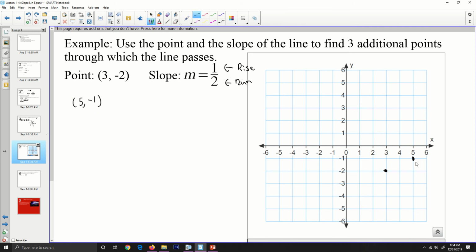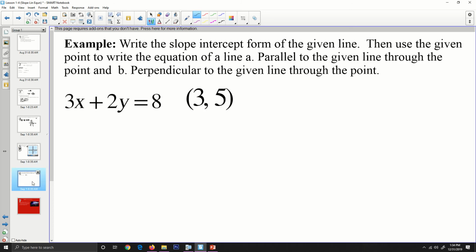And if I wanted to do another one, I could go up 1, right 1, 2. Well, that would put it at 7, so I would be at 7, 0. But I can also go backwards. So I can go back 1, 2, and down 1. That would be 1, negative 3. So there are 3 additional points. Those aren't the only ones, but those are 3 points through which that line passes.